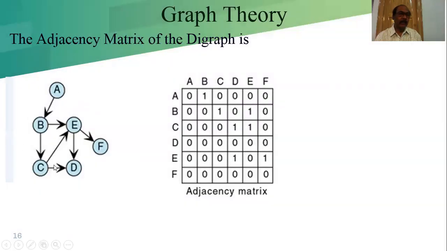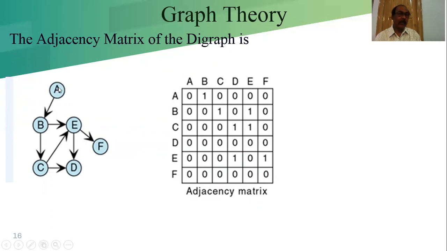This is our given graph. Edge direction is given. Let us consider an adjacency matrix. First we label the vertices. The vertices are A, B, C, D, E, F. According to that, we label the column heading and row heading by the vertex notation A, B, C, D, E, F.